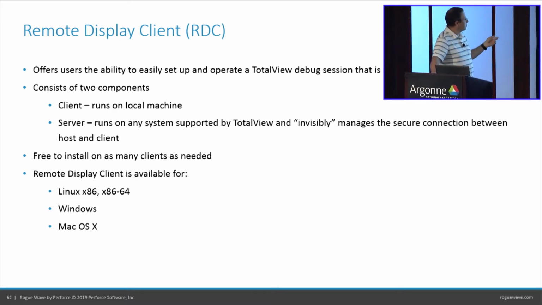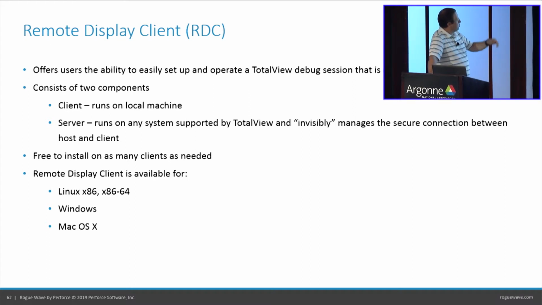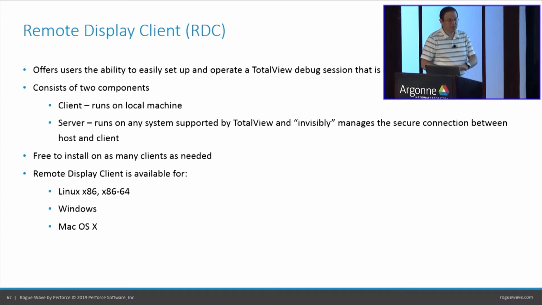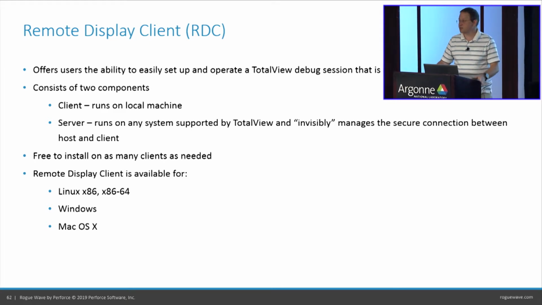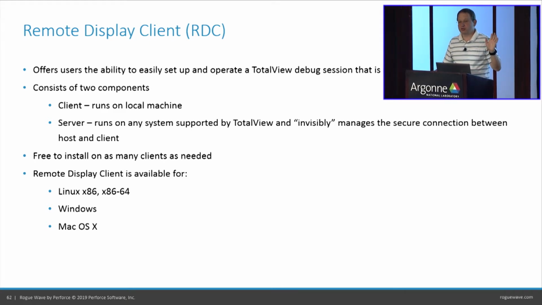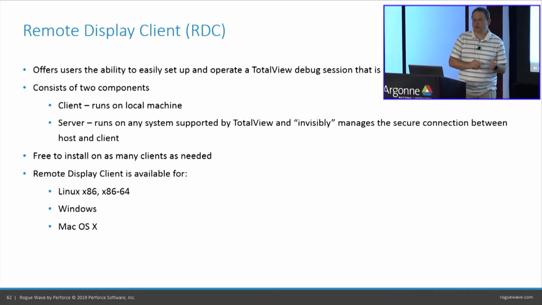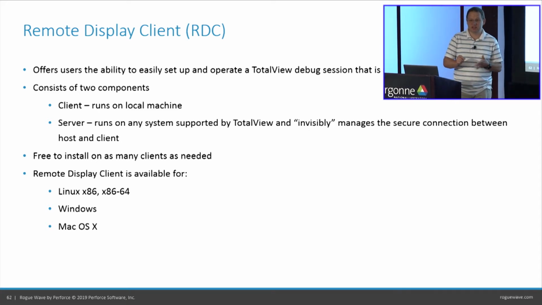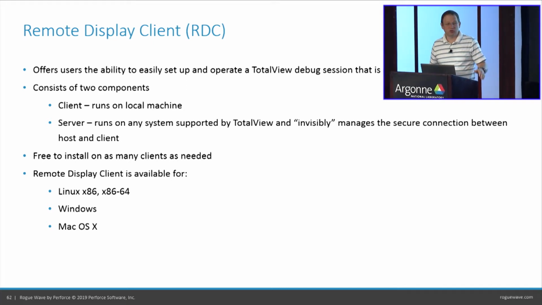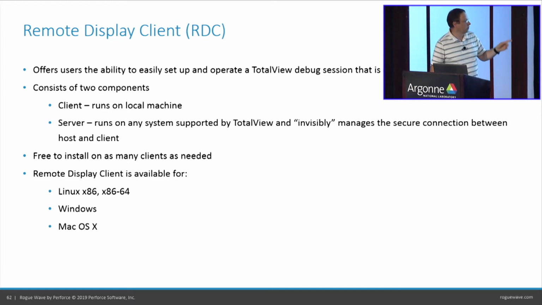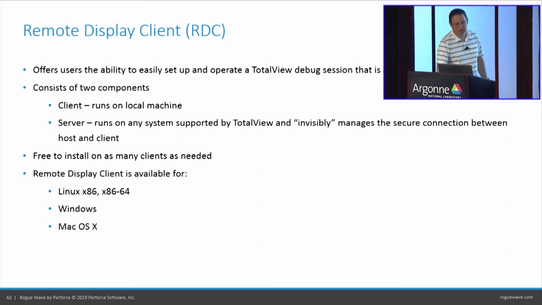It runs on your local machine and allows you to connect to your supercomputer center and manage all connections. This is based on open source VNC technology. So you don't need to use it if you have VNC, you can use everything you want. But if you find out that SSH -X is pretty slow for using graphical tools, then you can use either VNC or just the remote display client, which is bundled with TotalView.